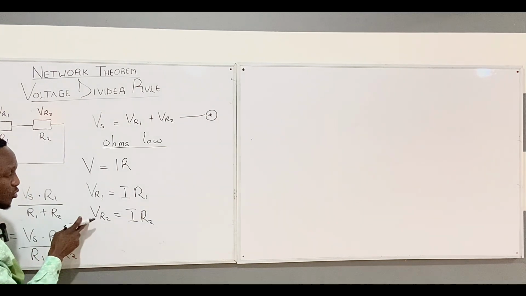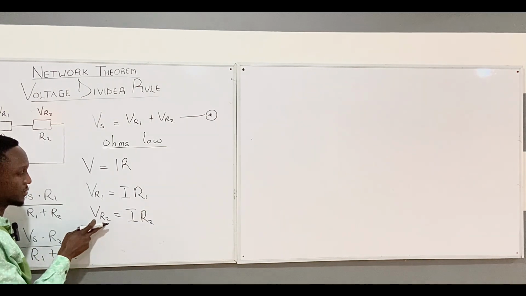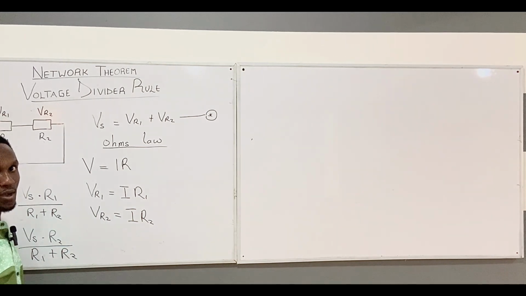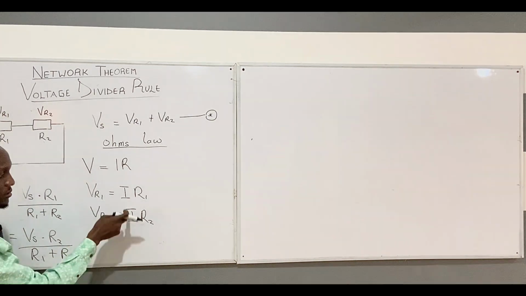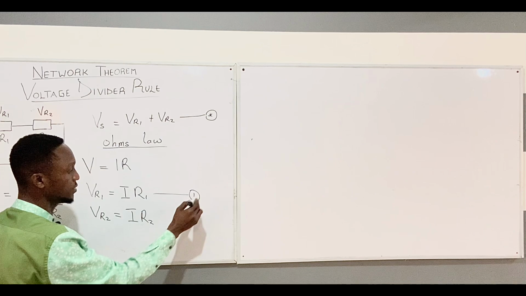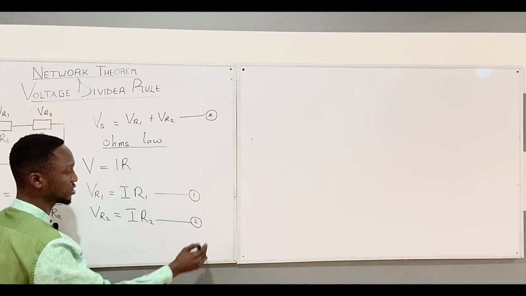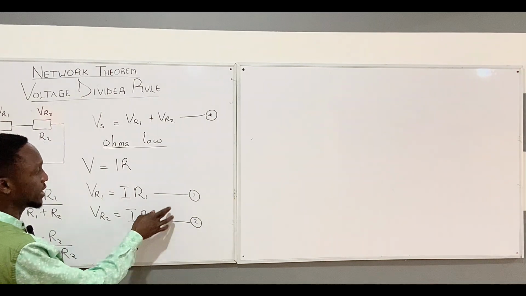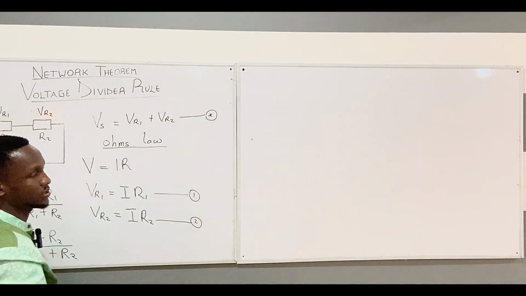Now do you understand? So the voltage across the second resistor is this. You take the current, you use it to multiply. So I told you in the beginning that the current through this circuit is the same. So this is it, they are the same. So now let's label this one equation 1 and let's label this one equation 2.